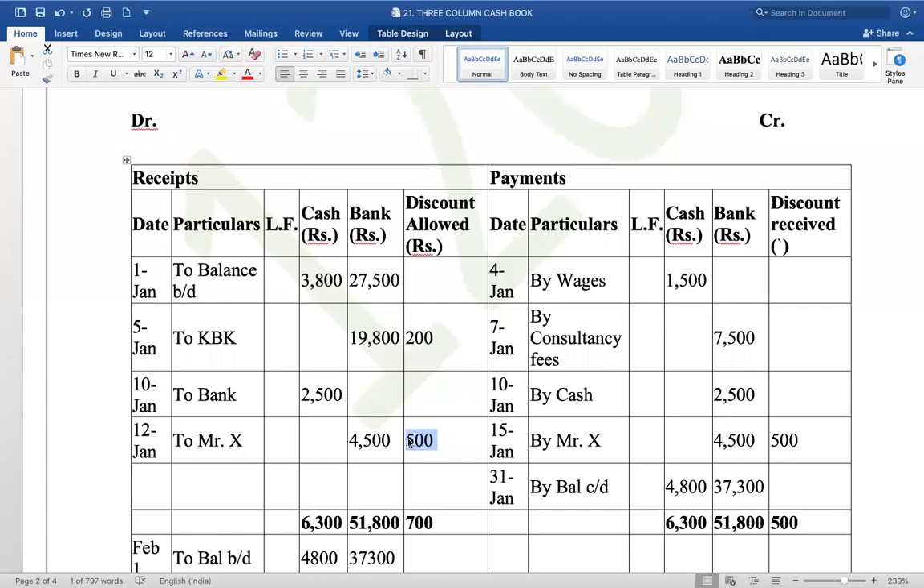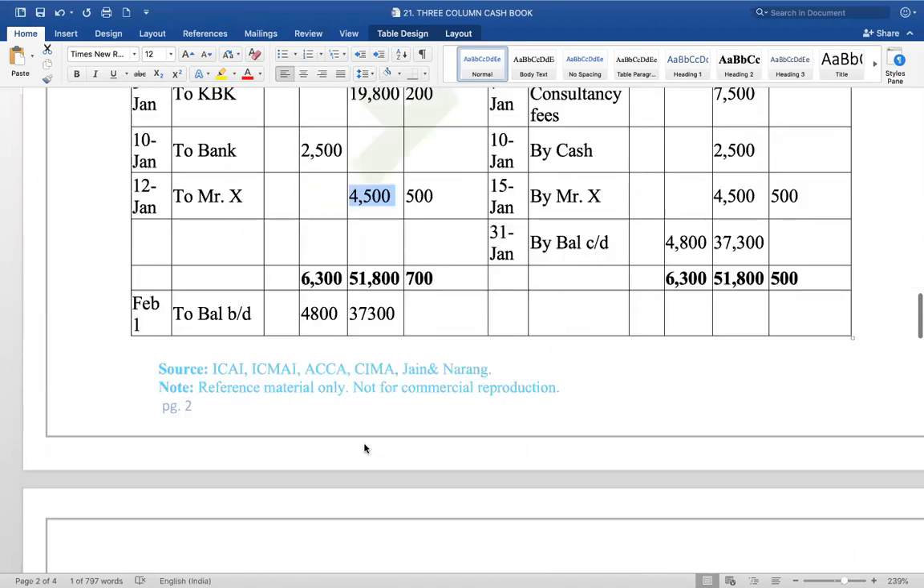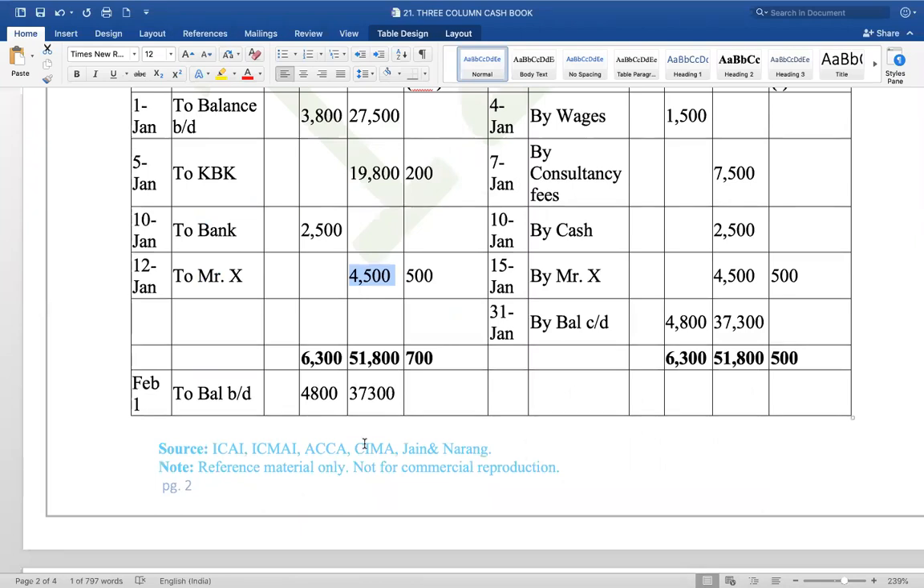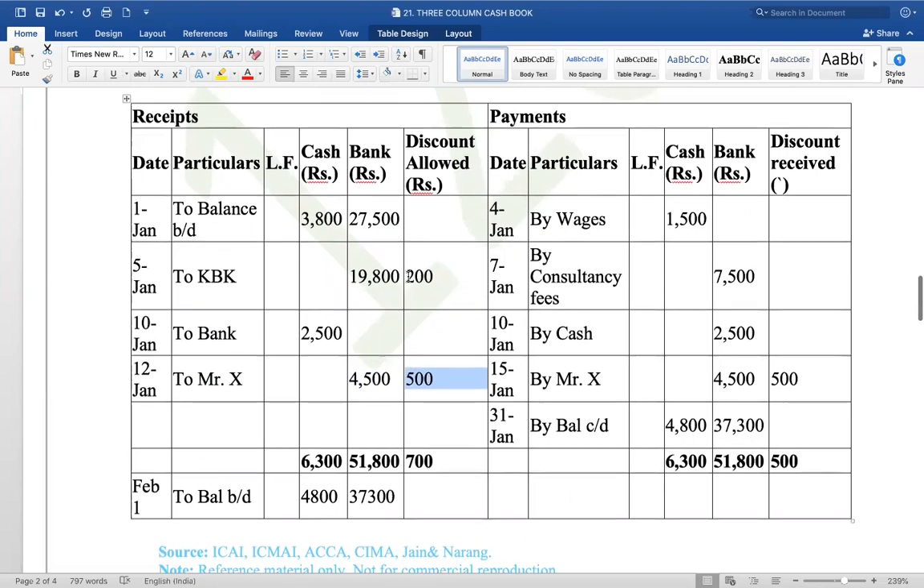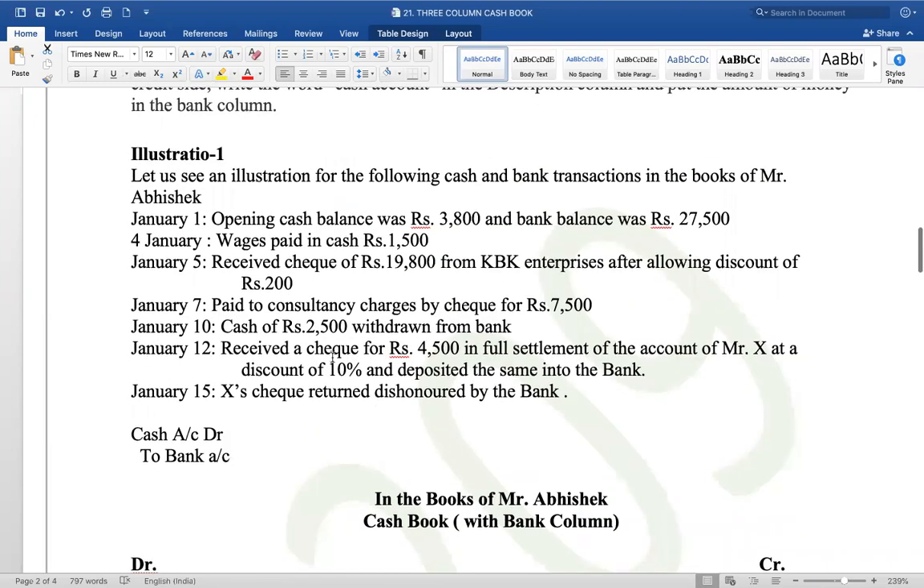When you receive a check from X in full settlement for 4,500, after providing a discount of 10%, then this 4,500 would be 90%. If 90% is this, what is 100%? You calculate it just as below. After arriving at the full 100% of 5,000, 10% on 5,000 is 500. This is about the 12th of January. Any confusion here?